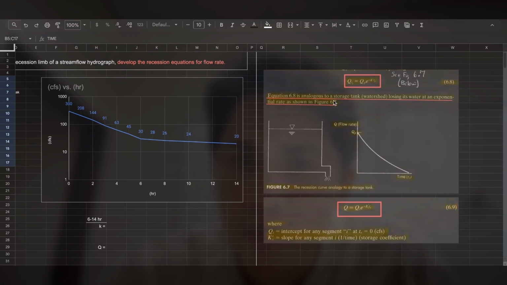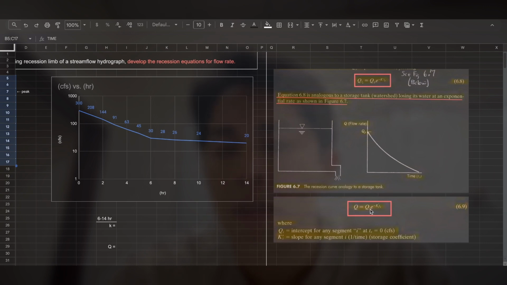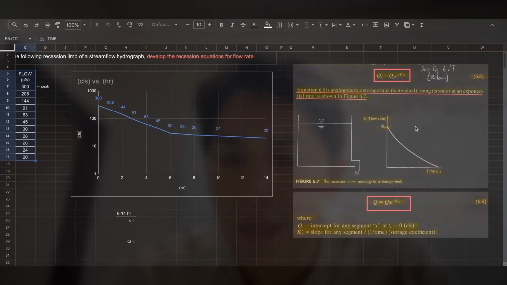So we have this equation 6.8 in the book, and all it's saying is that equation 6.8 is analogous to a storage tank, look at this image here, losing its water at an exponential rate as shown in this figure. So this equation is like finding the flow in an exponential rate. The flow is decreasing at an exponential rate, and this equation translates into this, where Q is the intercept for any segment, and I'm going to explain what that is, and then K is the slope for any segment.